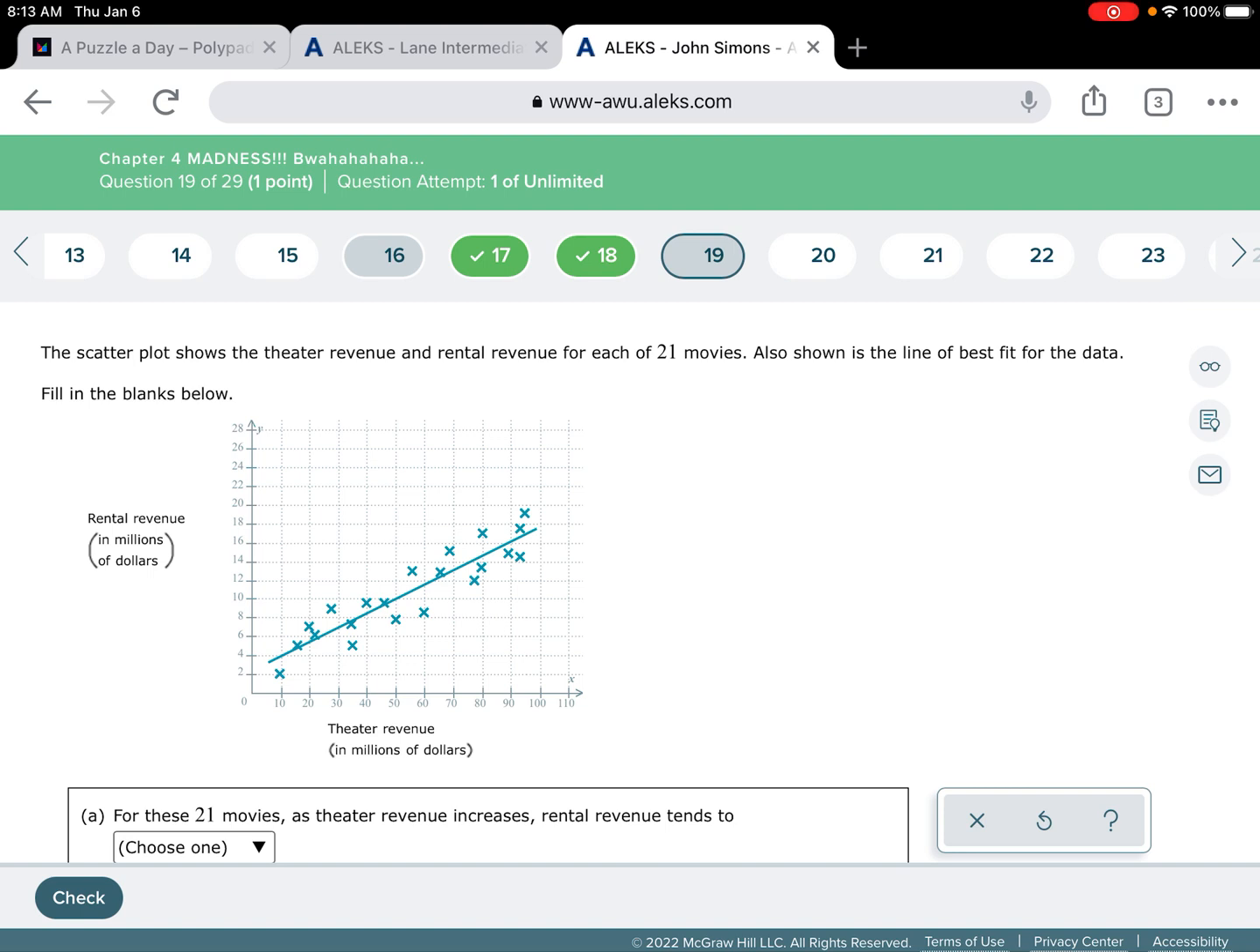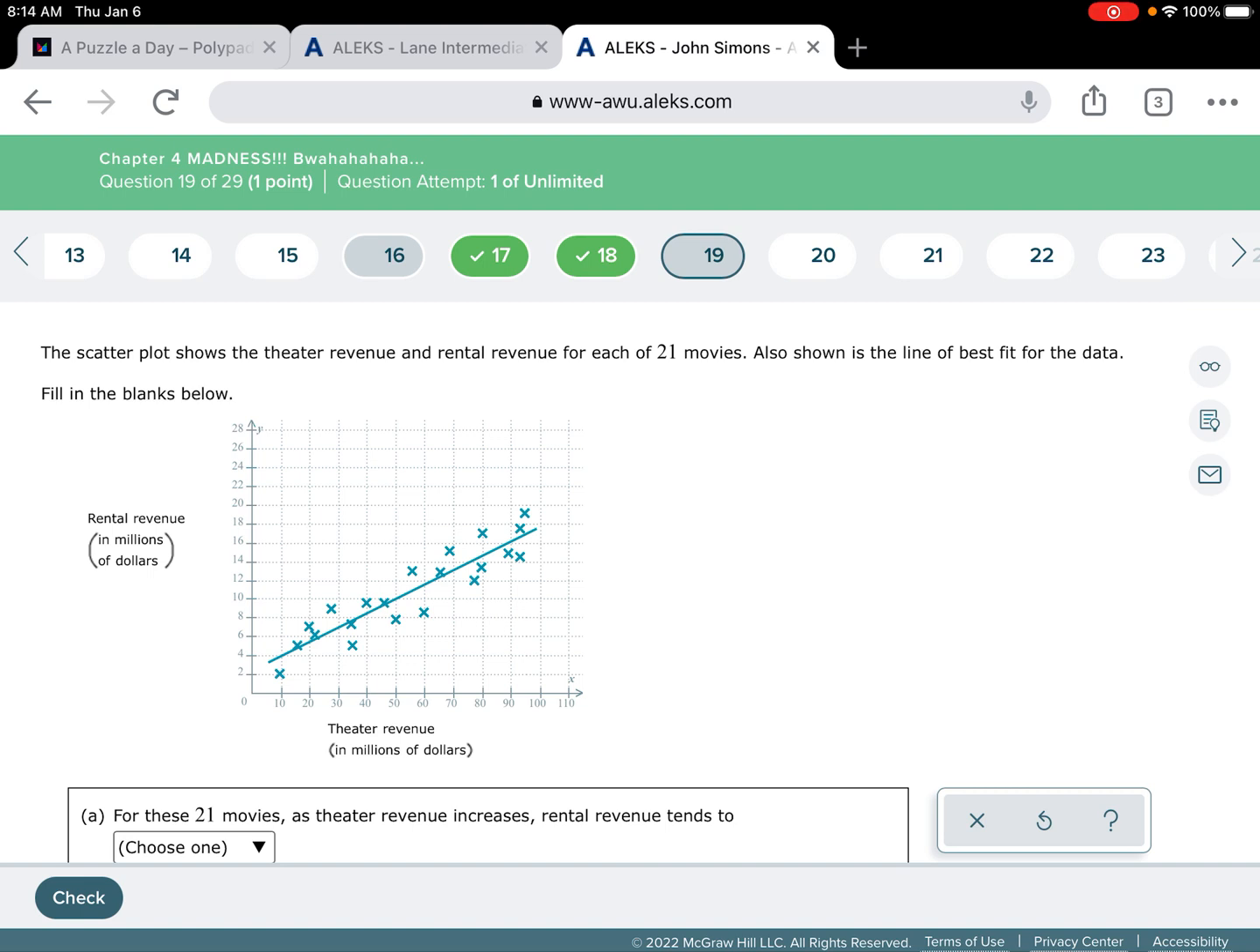So what we're going to do is read this and go through the problem. We've got a scatter plot that shows the theater revenue, in other words, how much money it brought in, and rental revenue for each of 21 movies, also showing us a line of best fit for the data. So there's 21 movies, and they're showing how much theater revenue each brought in, in other words how many people went to see it in the theater, and then also how rentals went. This is kind of applicable in today's day and age. Rentals are different now. They're digital, but they're still rentals.